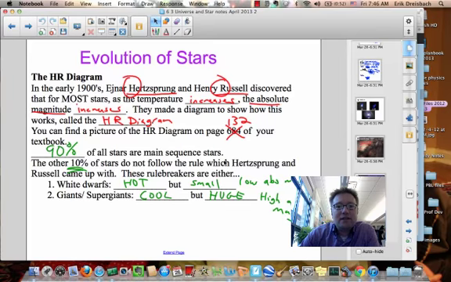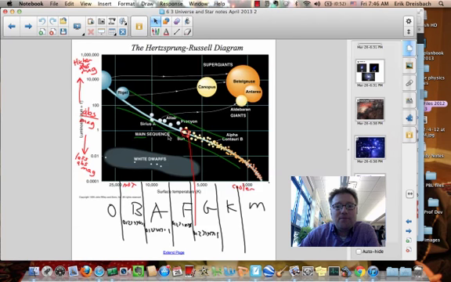Now we talk about the different types of stars and how stars can change. This is on the HR diagram, which we'll look at in a second. The HR diagram shows, well, I'll jump to it right here, that for most stars, the cooler they get, the less bright they get, but the warmer they get, the more bright they get. So here's a star that's pretty cool, and it's also not very bright.